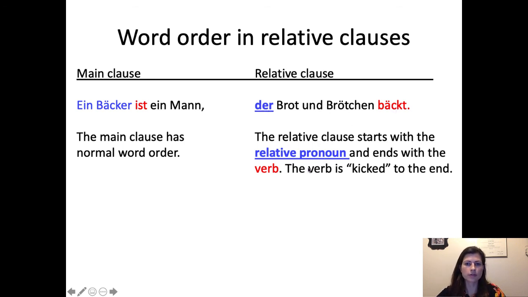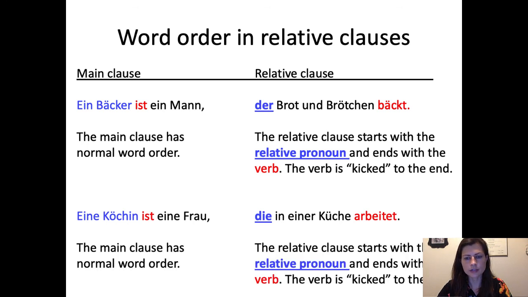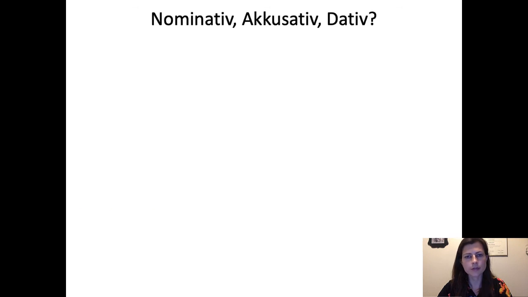So we will review word order. And so in the video with the word order review, we'll talk about verb kickers in more detail. But for now, just to remind you that that verb is at the end because of that. Eine Köchin ist eine Frau, die in einer Küche arbeitet. So die is the relative pronoun, and then the verb's at the end.